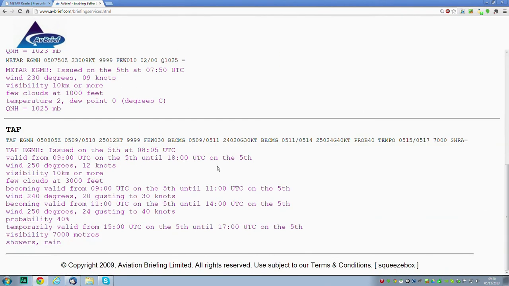There are all the METARs with the decode. And now here's the TAF with the decode. So it's a forecast for Echo Golf Mike Hotel. We know about the date and time format, so 0580505.